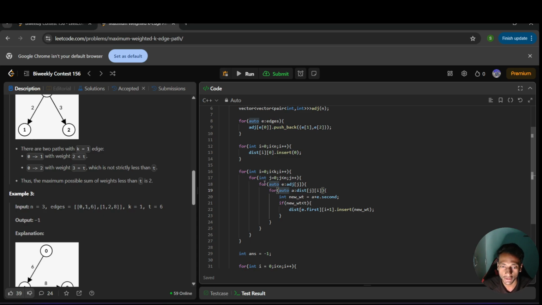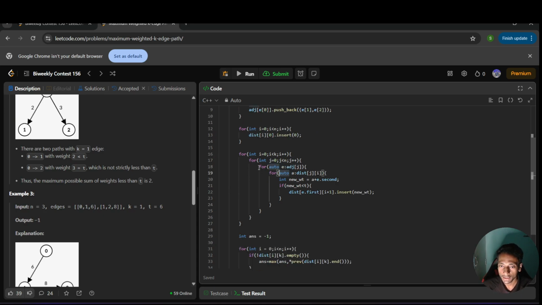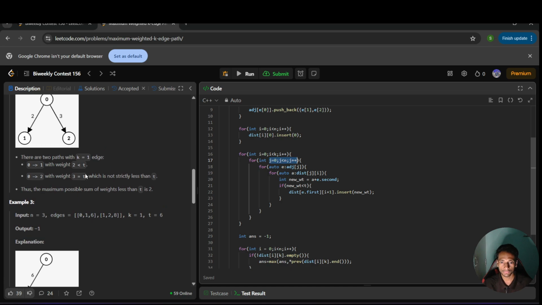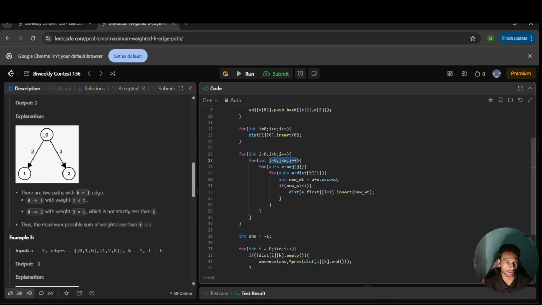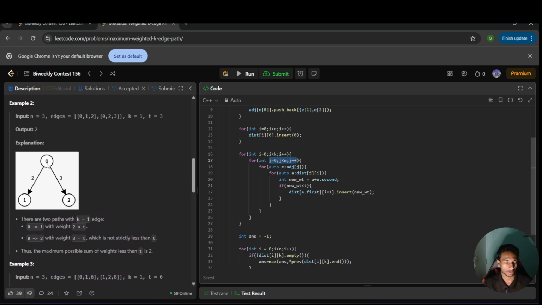Got it? The logic. Now what I'll do, I can start at any node. So I'm starting from each node, j equal to 0 to j less than n, j plus plus. Now what I have to do, I know that from this current node 0, suppose in this example 2, I'm currently in node 0. So how can I reach node 1 and node 2? First of all, I try to reach 1. Okay, so I am consuming one more edge, that weight is 2. And what is the weight to reach 0? That will be 0, because this is the starting node.